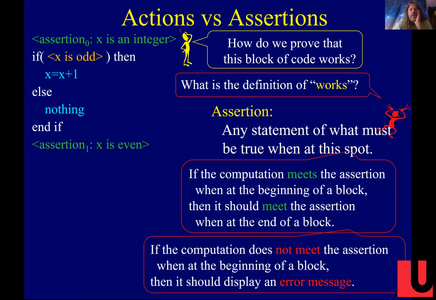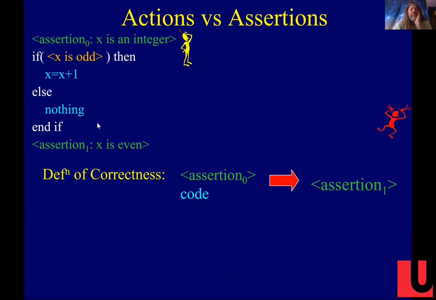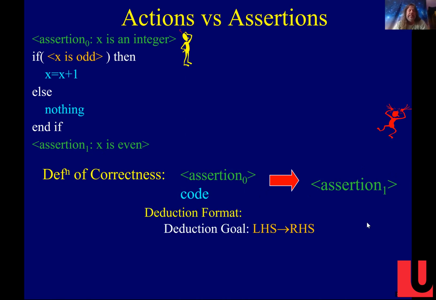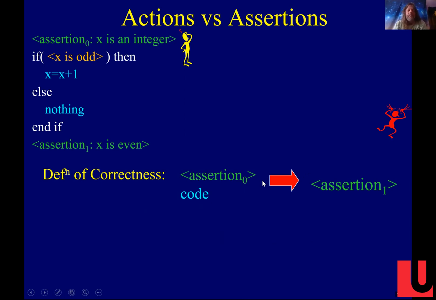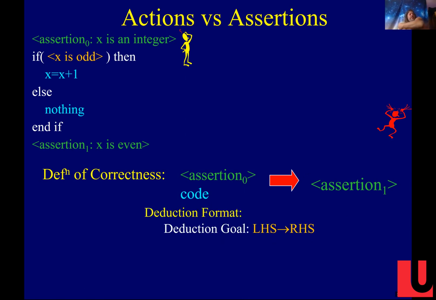All right. So our definition of correctness is that if the assertion at the top of the block is true and you execute the block, then when you get to the bottom of the block, the assertion at the bottom of the block needs to be true, right? So that brings us to an implication here. And implications are surprisingly confusing. In 1090, I spent quite a bit of time on them.